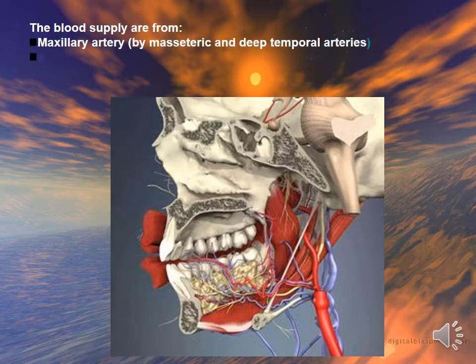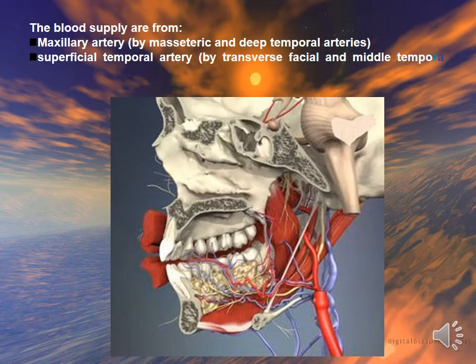The blood supply is from the maxillary artery by the masseteric and deep temporal arteries. It is a rich blood supply for its action. The other blood supply is the superficial temporal artery by the transverse facial and middle temporal arteries, and the facial artery. These arteries anastomose within the masseter muscle, so its action is very strong and needs a rich blood supply to the muscle.